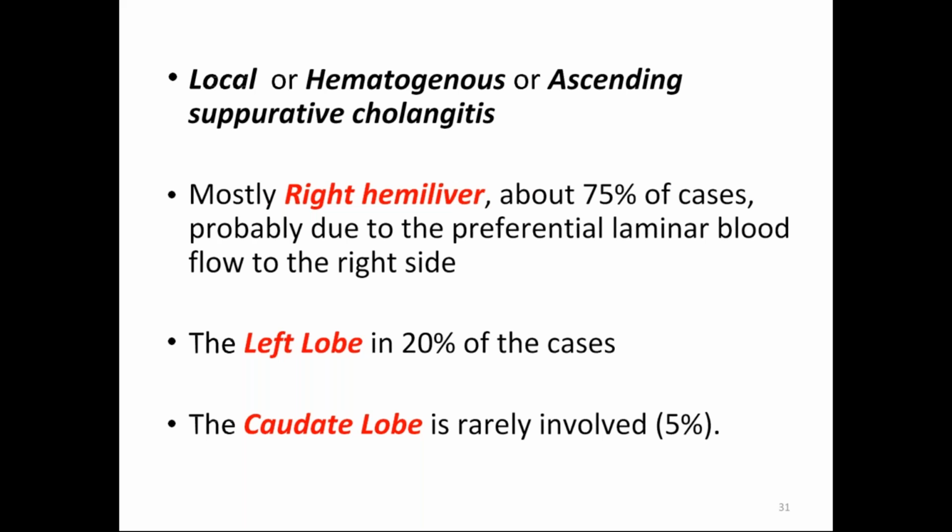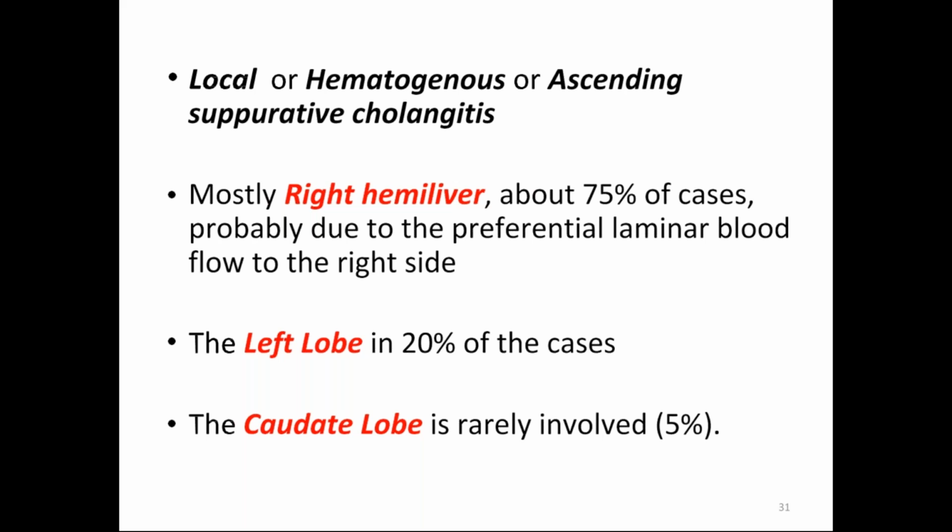Coming to how it is caused, it can be local spread, hematogenous, or ascending suppurative cholangitis. If there is an infection in the portal system or in the biliary tract, that can ascend into the liver, get lodged in some part of the liver, and form a nidus, which is the starting point of inflammation. From that nidus, it can cause an abscess.